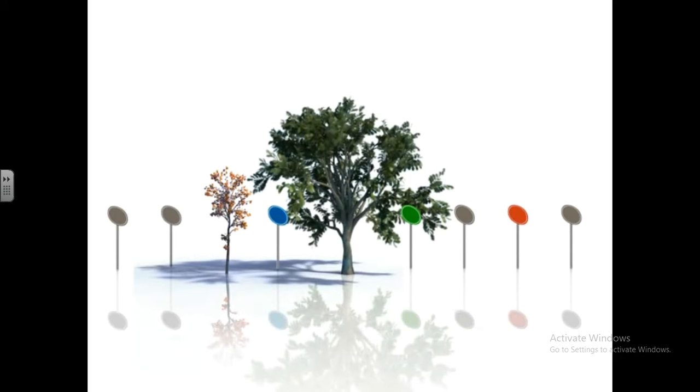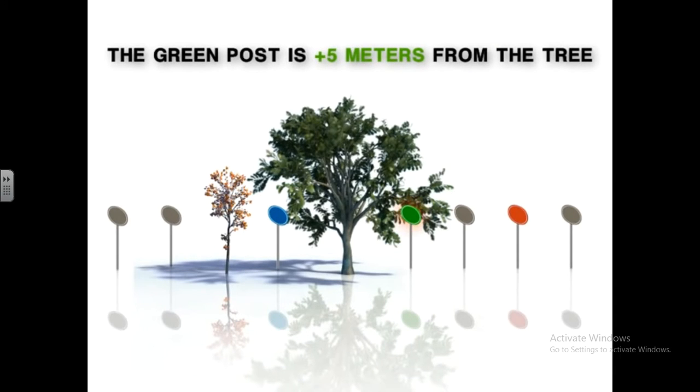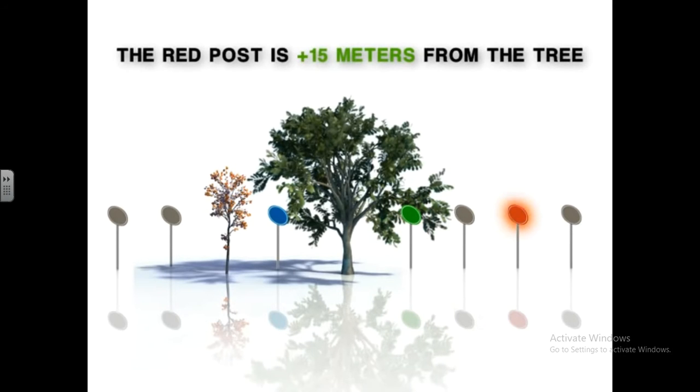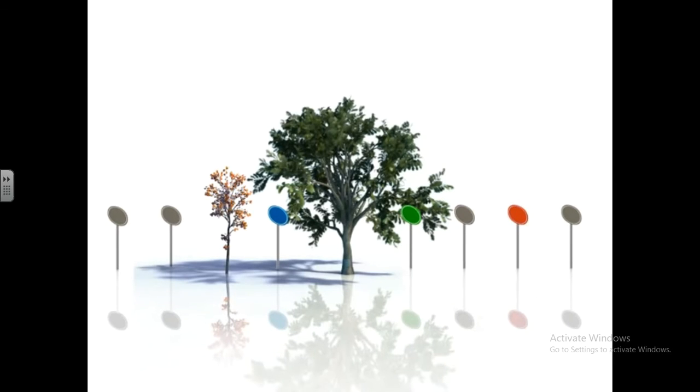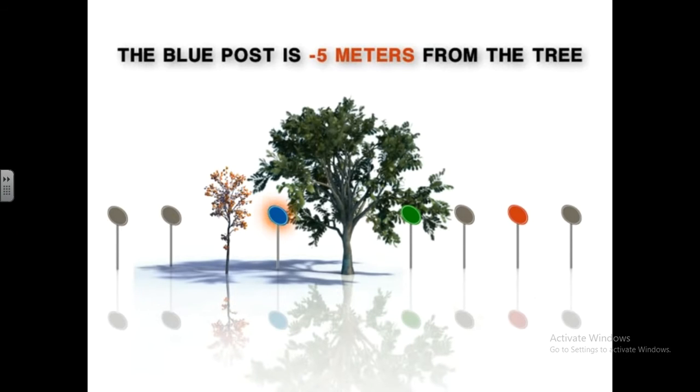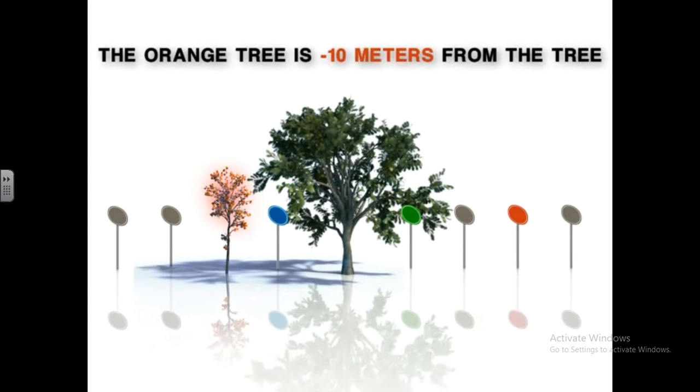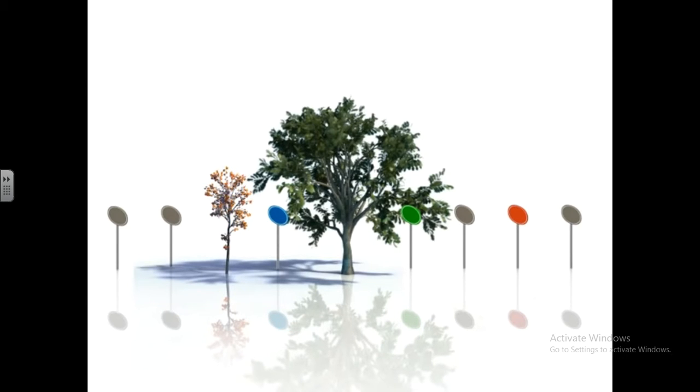Along with a plus or minus sign, the position of an object can be described as a distance from the origin. For example, the green post is plus 5 meters from the tree. Or, the red post is plus 15 meters from the tree. In both cases, the plus sign indicates that the green and red posts are to the right of the tree. Notice that the blue post is minus 5 meters from the tree, and the orange tree is minus 10 meters from the tree. The minus sign indicates the blue post and the orange tree are to the left of the tree.